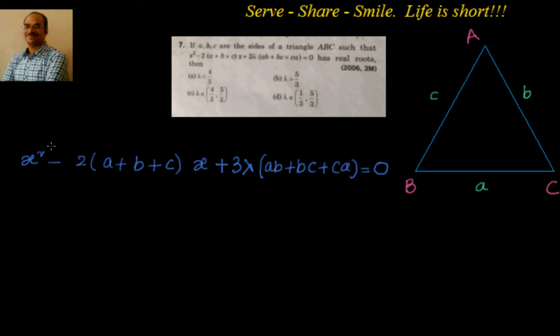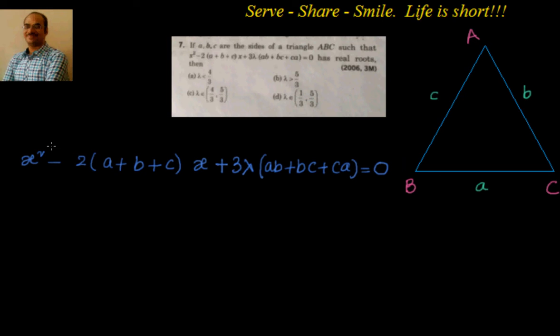Let us look at this question. We have been given that if a, b and c are the sides of a triangle ABC such that x square minus 2 into (a plus b plus c) into x plus 3 lambda into (ab plus bc plus ca) equal to 0 has real roots, then we have to find out what is lambda. Lambda will be greater than some value, or lambda will be between a range, or basically lambda will be less than a value.